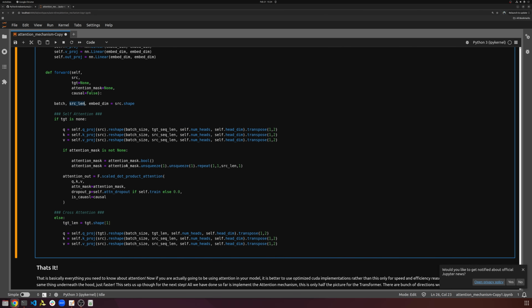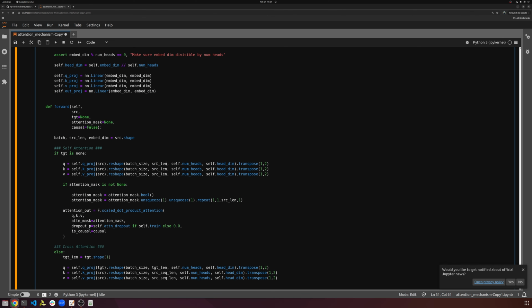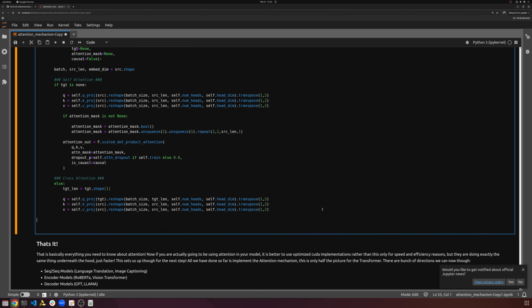Similarly, let's update all of these. So source len: when there's no target, everything's just source len. And when there is a target, we'll have target len, source len, source len. There we go. So this is our attention computation, or the QKV computation, just like before. It's just that we have a query, key, and value now.